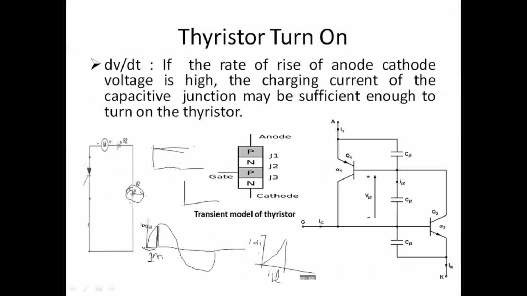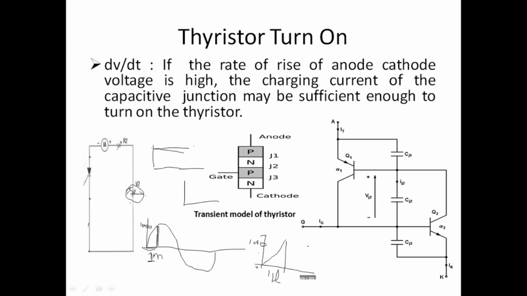Voltage. So can you tell me dV by dt? dV is how much? 1000 minus 0, so 1000. dt is 1 microsecond. 1000 by 1 micro is how much? 1000 into 10 to the power of 6. This is very high. dV by dt is 1000 into 10 to the power of 6.